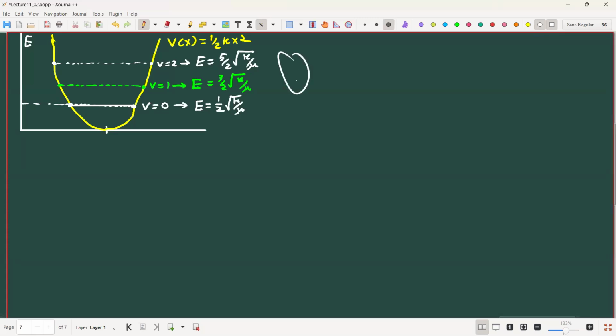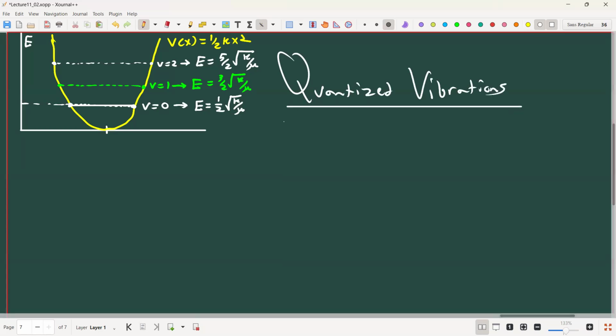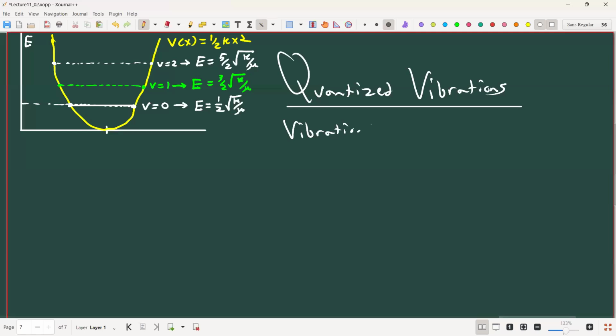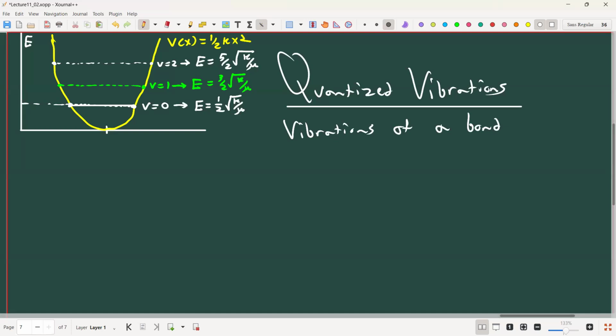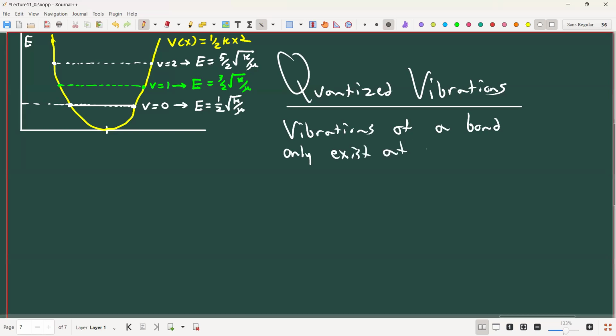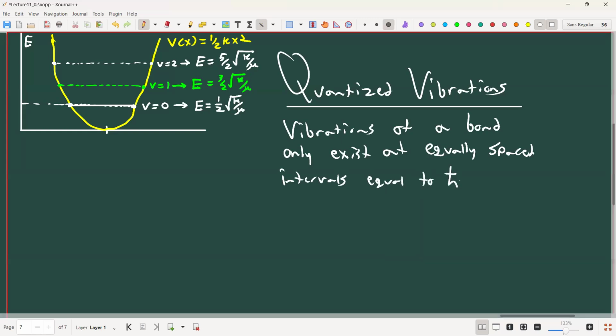So what we have are quantized vibrations. Okay, vibrations of a bond, which is what we're looking at ultimately, only exist at equally spaced intervals equal to h bar root k over mu. Okay, and nothing in between.